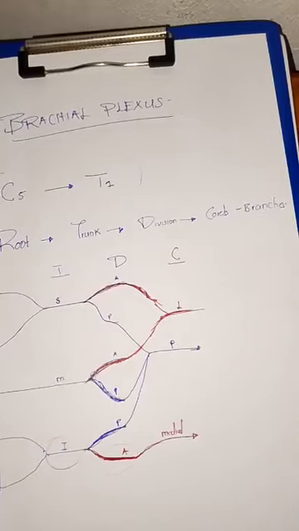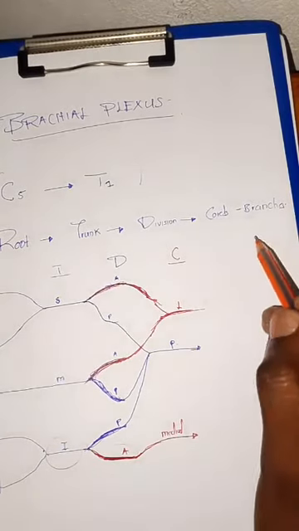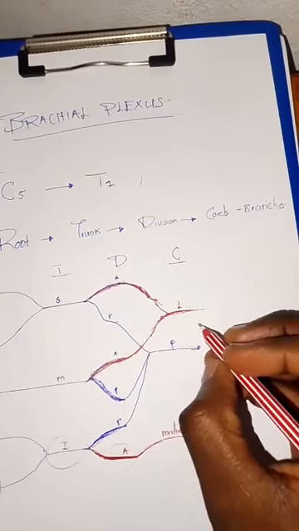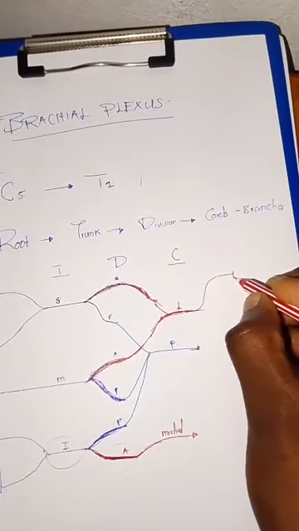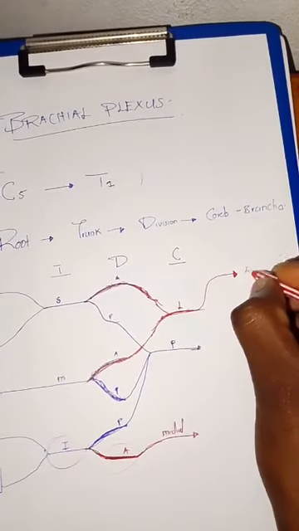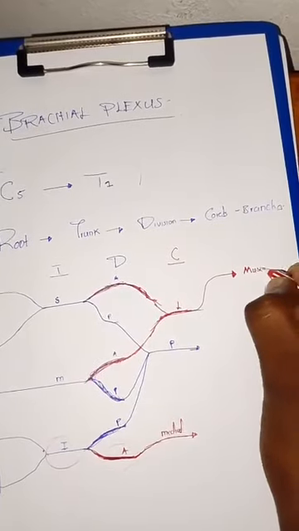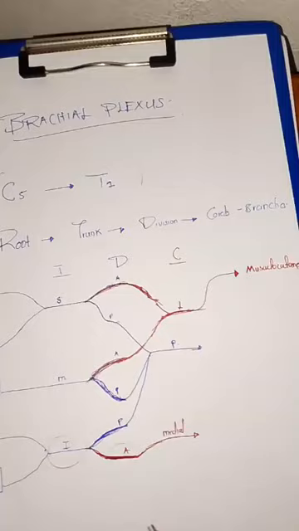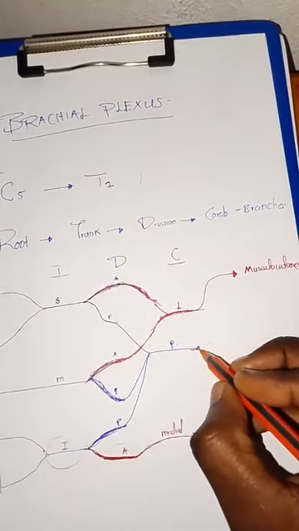Then from there, you're going to find that these chords now have to start dividing so that they can form branches. How they start dividing is that the lateral chord that we are seeing here is going to divide into two. So it is going to form the first branch, which is going to be known as the musculocutaneous nerve.